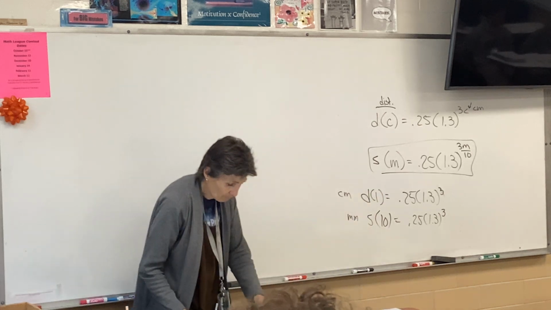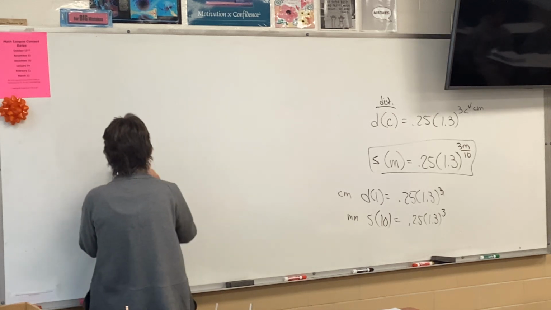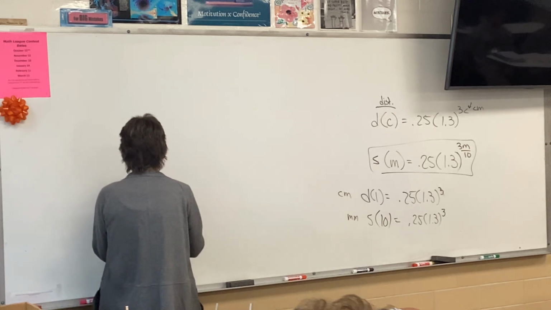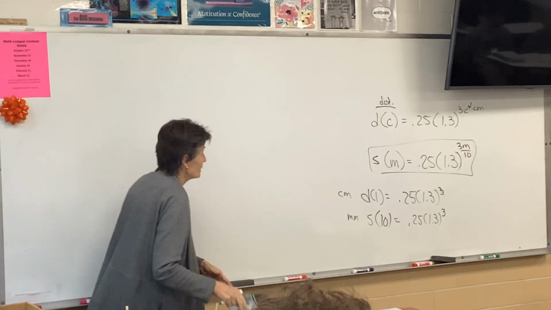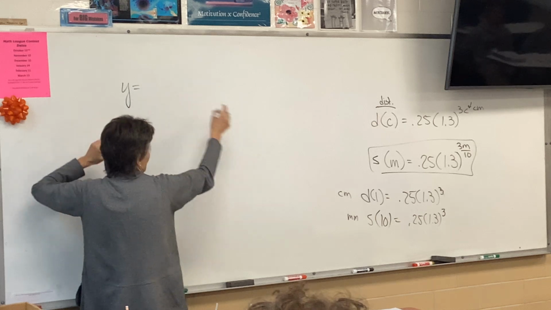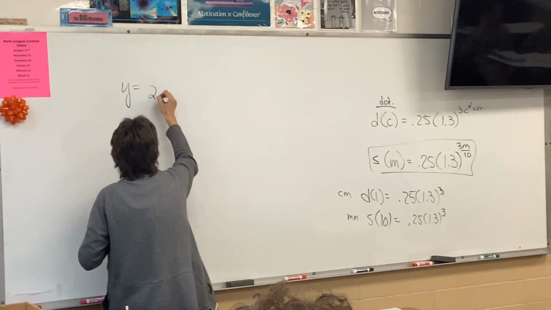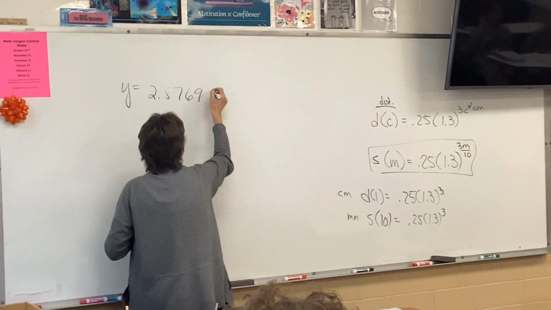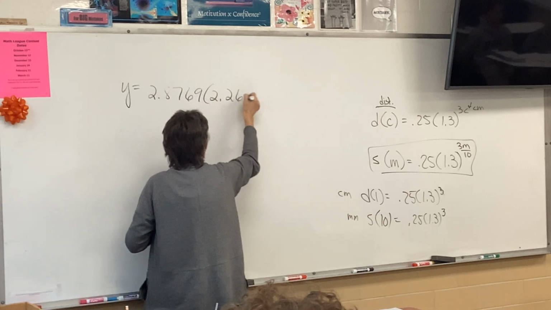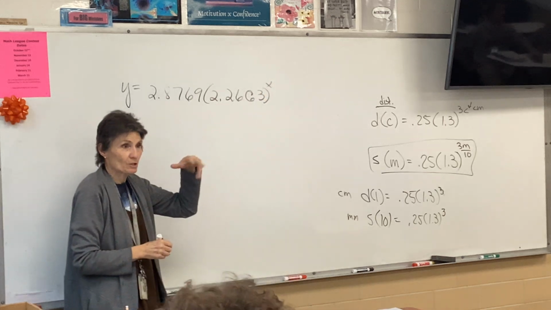So anyhow, what I forgot to have you do is, oh, I cleared mine out. Read me that over there. What's it say? Y equals? The top. Yeah. No, the top. 2.8769 parentheses 2.2663 parentheses x. Okay, so that was the exponential we came up with.